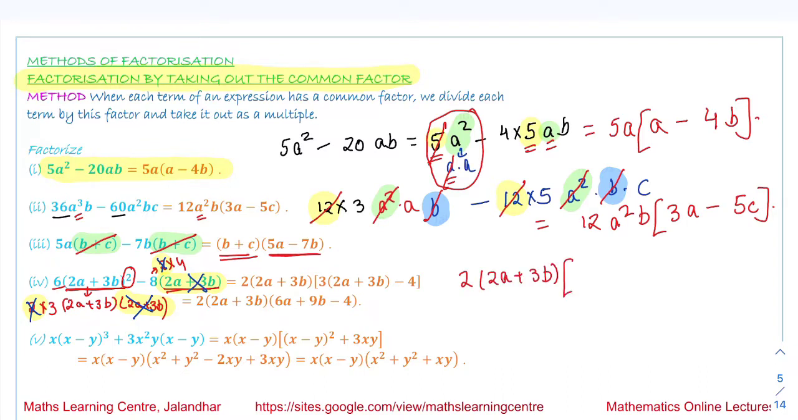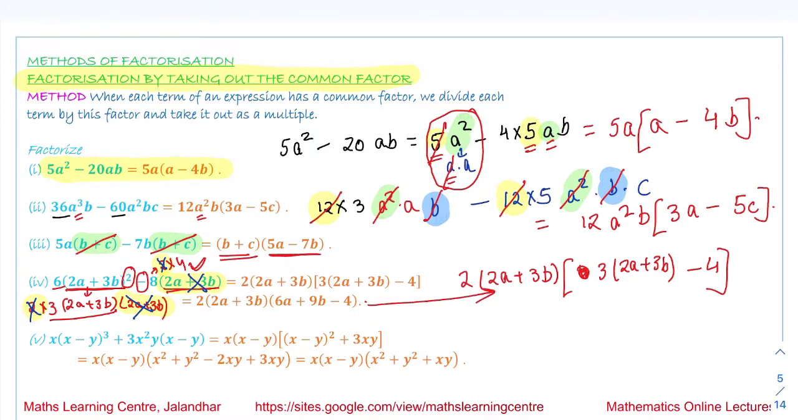So what we are left with is, in the first bracket, 4, and from the second term we are left with 4, the minus sign is already there, and from the first term we are left with 3 times 2a plus 3b. So this is the answer.